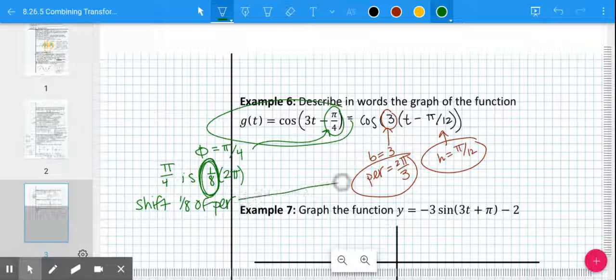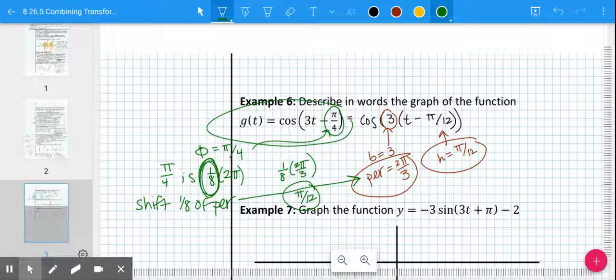Well, we already found the period to be 2 pi over 3. So we're going to do 1/8 of 2 pi over 3, and that should simplify to pi over 12, which is, of course, what we said the horizontal shift is. So for those of you who want to think in terms of phase shift, you're going to mark out the period, and then you'll just shift 1/8 of the way forward because pi over 4 is 1/8 of 2 pi.